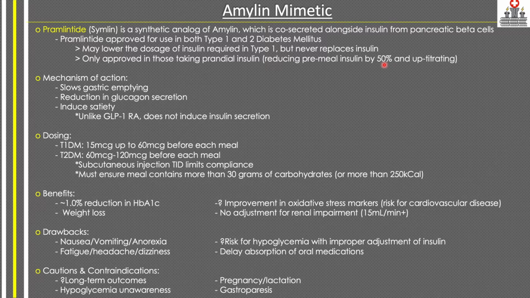Now, how does this drug work? I like to think of it similar to the GLP-1 receptor agonist. It slows the gastric emptying, it leads to a reduction in the release of glucagon, and it induces satiety. Unlike the GLP-1 receptor agonist, however, amylin mimetics do not induce insulin secretion, but through these various actions, we've already seen that it may lead to a reduction in the dosage of insulin required. So, dosages given. In type 1 diabetes mellitus, it's typically 15 to 60 micrograms before each meal. If it's type 2 diabetes mellitus, now this is much higher, 60 to 120 micrograms before each meal.